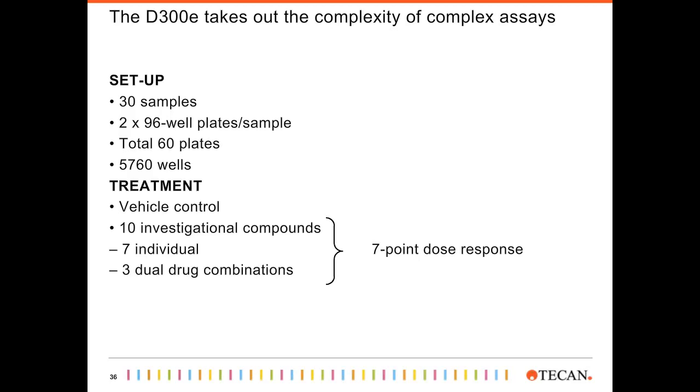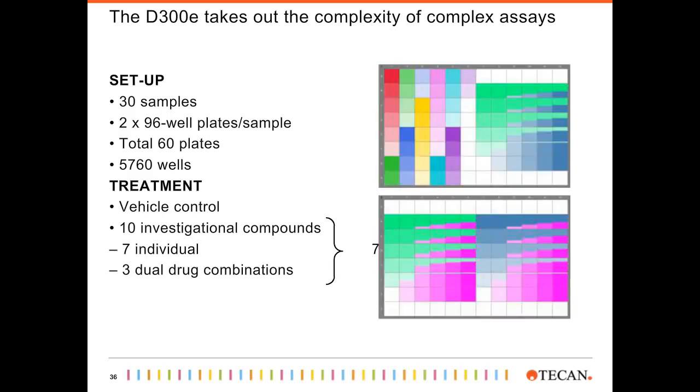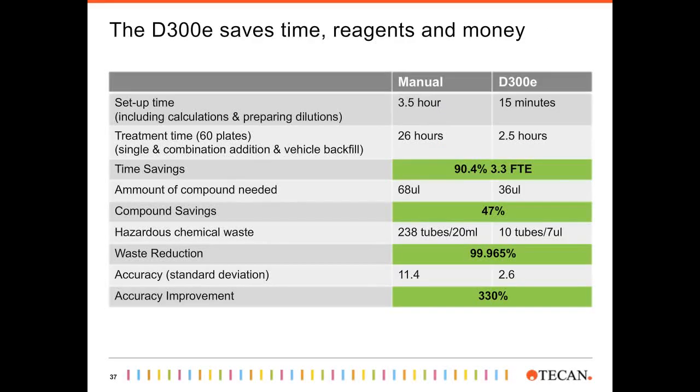We have the 7-point dose responses, so the 7th is always the empty point, and then we have the 3 combinations, which are basically tested against each other. So here we have A and B, A and C, and B against C. Everybody able to handle a pipette could set something like this up, but it will take quite some time. And how much time it takes even experienced pipetters, we will see in the next slide. The entire setup time, including the calculations and preparing the pre-dilutions, in manual work was 3.5 hours, whereas with the D300E, it was just 15 minutes. And if you want to see how easily this can be set up with the D300E, just contact us and we'll be happy to give you an online demo of our software.